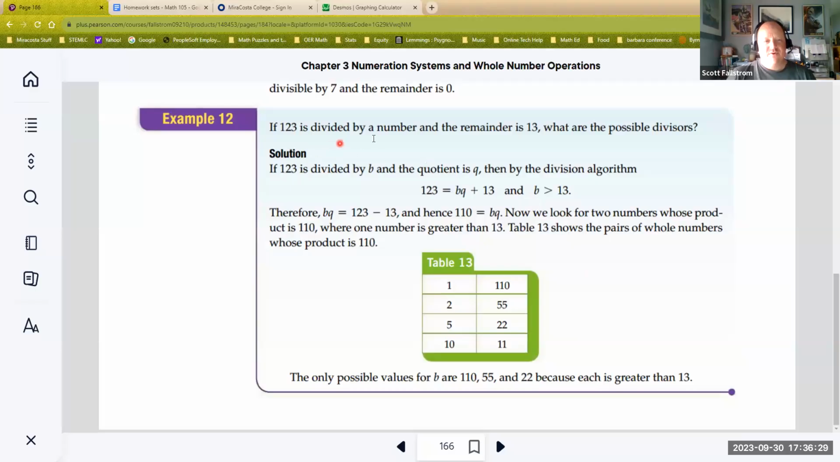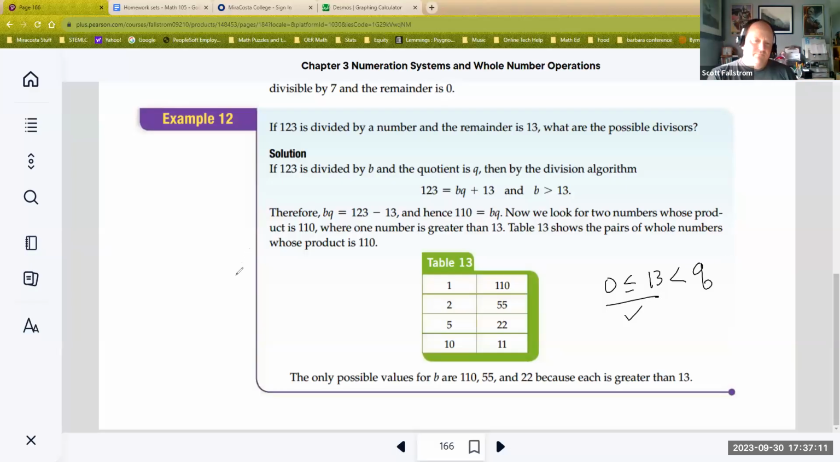Okay. 123 is divided by a number. The remainder is 13. What are the possible divisors? Oh, well, the remainder is 13. So assuming the student did this problem correctly, the remainder being 13 tells you that it had to be a number where 13, my remainder, has to be less than whatever I was dividing by. And of course, it has to be greater than or equal to 0.